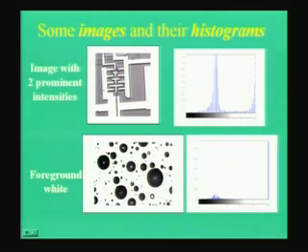Look at this image, for example, it is a foreground white image. The previous image had two prominent intensities. The next one has a foreground white and a considerable amount of dark pixels which accumulate here in terms of its probability or occurrence, and you can see the last vertical line here which tells that at the brightest pixel, there is a huge amount of pixels which are bright all over this image. All bright pixels are occurring here.